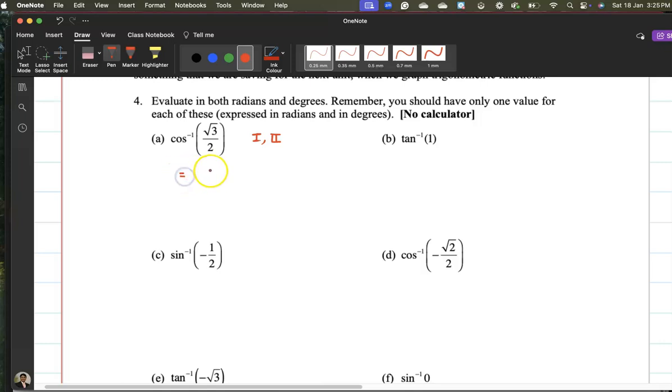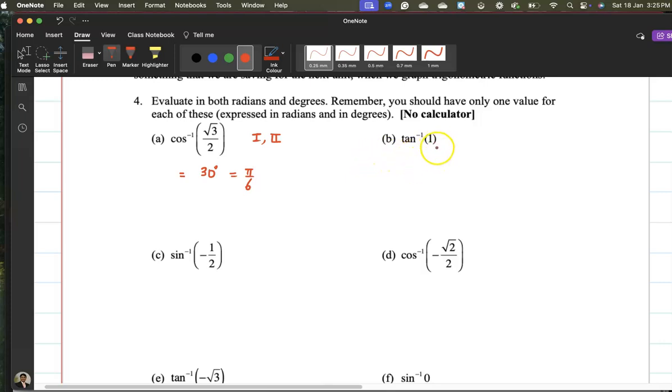I can use a table, correct? Yes. So that would be cos of 30 degrees. Radians would be times pi upon 180. So pi by 6. Pi by 6.